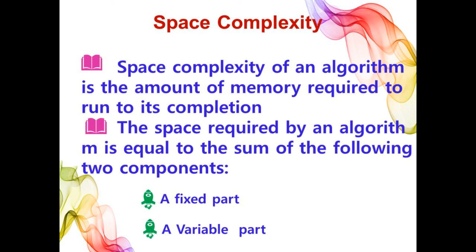In space complexity, we are mostly concerned with how the space needs grow and how to solve the problem by using minimized space in the allocation. The space complexity of an algorithm is the amount of memory required to its completion. The space required by an algorithm is equal to the sum of two components: the first one is the fixed part and the second one is the variable part.